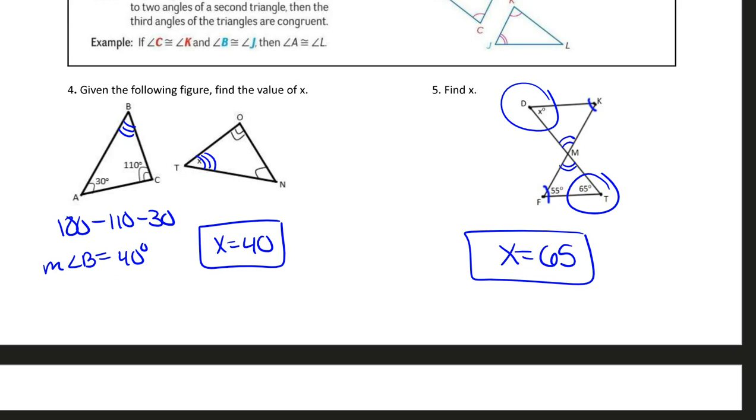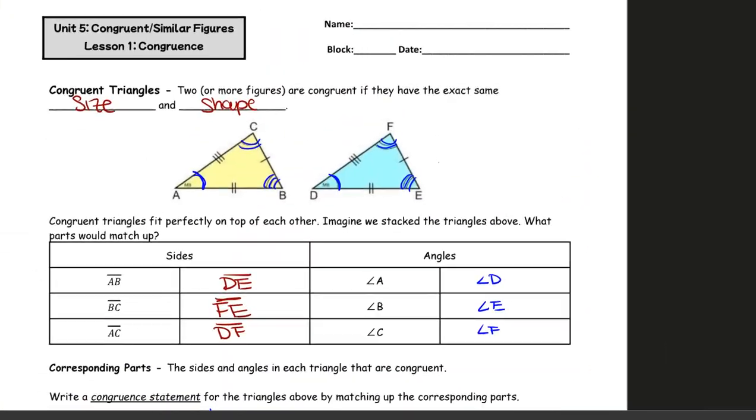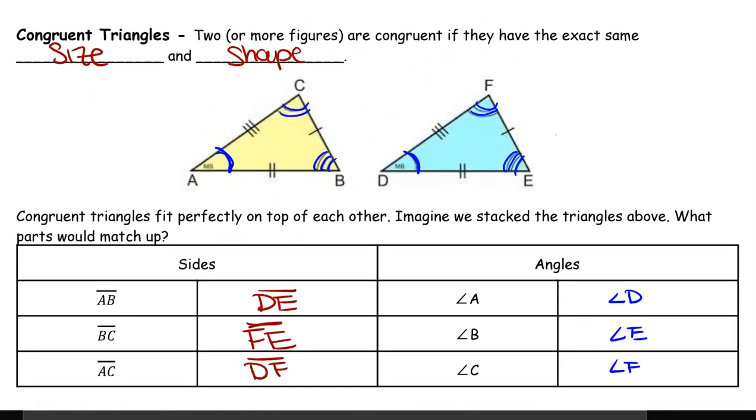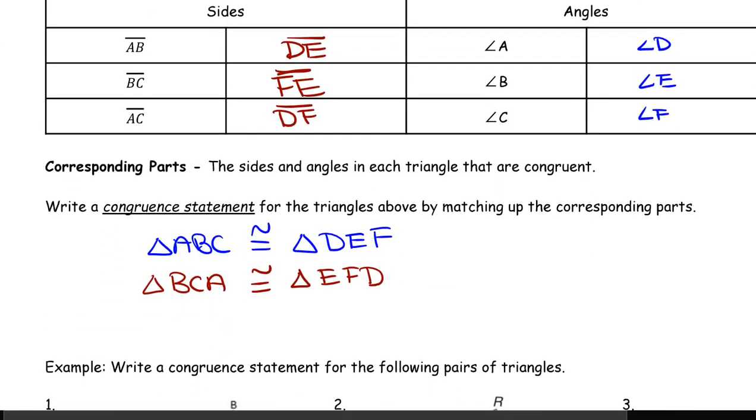So that concludes our lesson on congruent triangles, the very first lesson. The important parts about this lesson: knowing that all three angles and all three sides will match up in both congruent triangles, knowing how to write a congruent statement, and knowing how to use a congruent statement to match up the corresponding congruent parts.